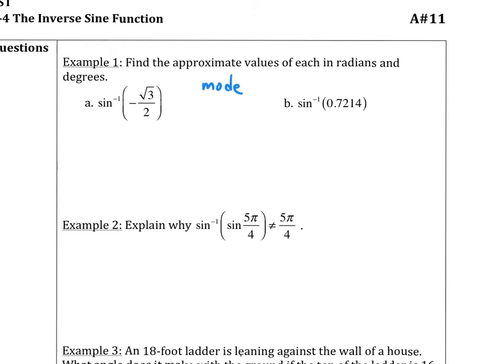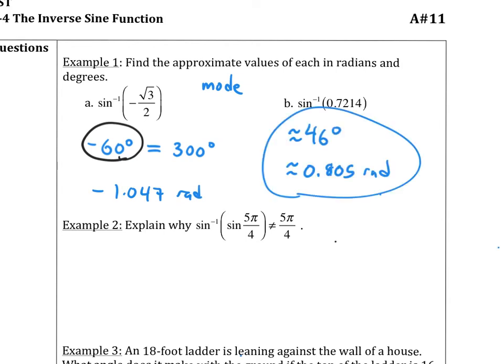So when I plug that into my calculator, I get negative 60 degrees, which can also be 300 degrees. But for now, since we started with the negative, let's stick with the negative 60. And in terms of radians, I get negative 1.047 radians on that one. Good, that checks our work for part B.